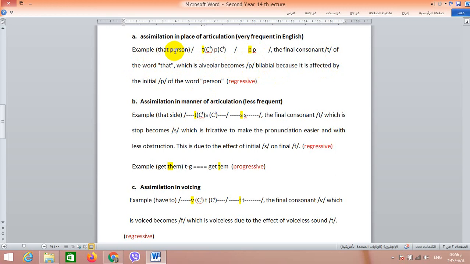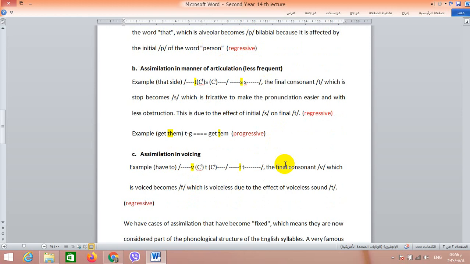So p is bilabial, t is alveolar. They are different in terms of place of articulation. When we make assimilation, they become similar. They become both bilabial. That person. Look, the final consonant is changed to be p. And this kind of assimilation is definitely regressive because p causes the t to change to be p.